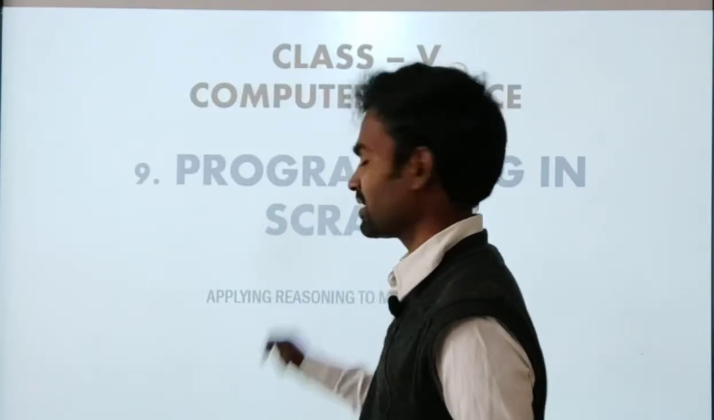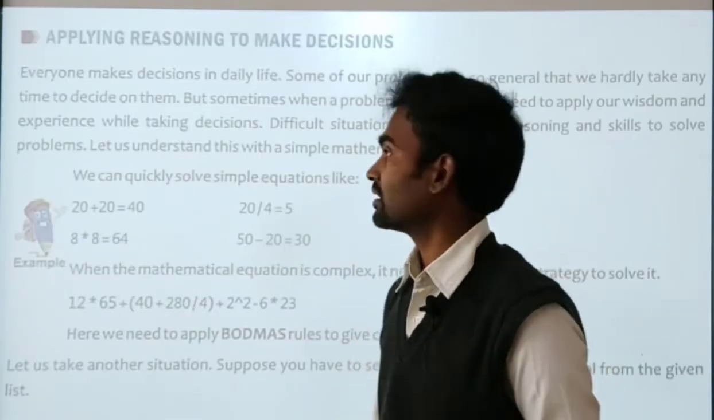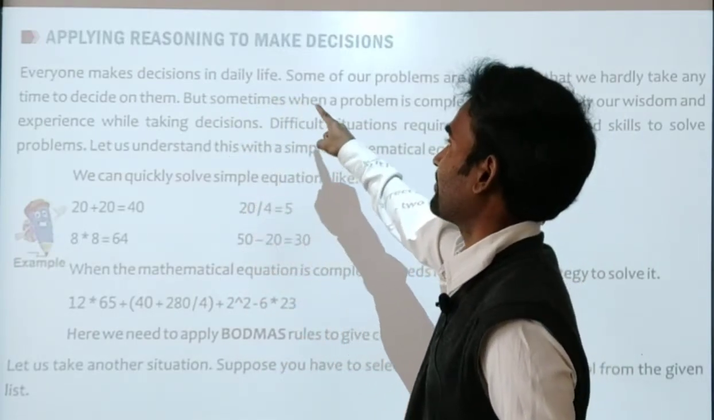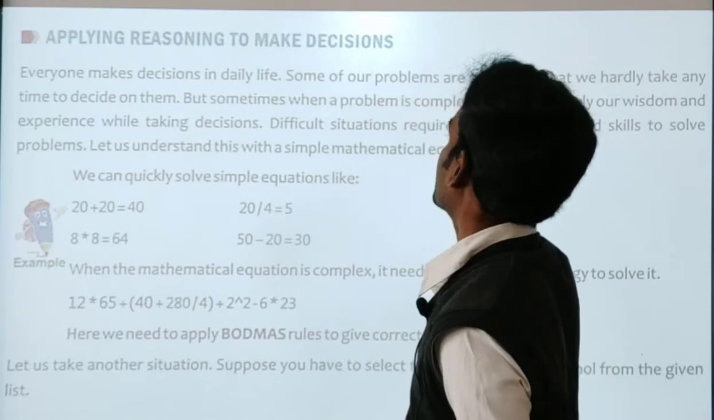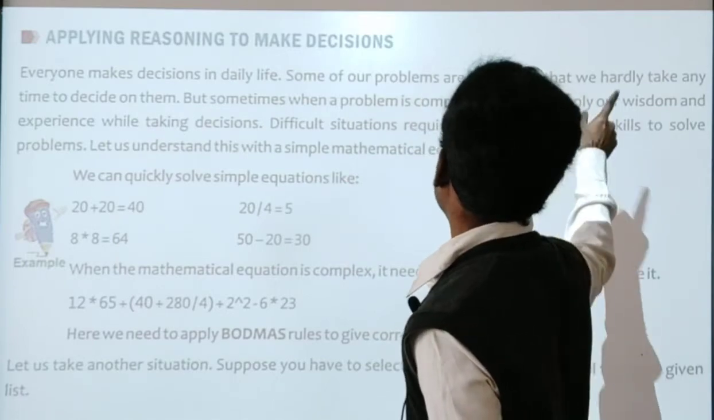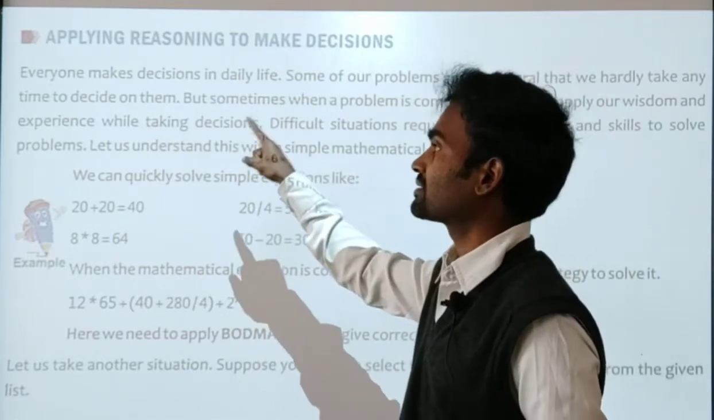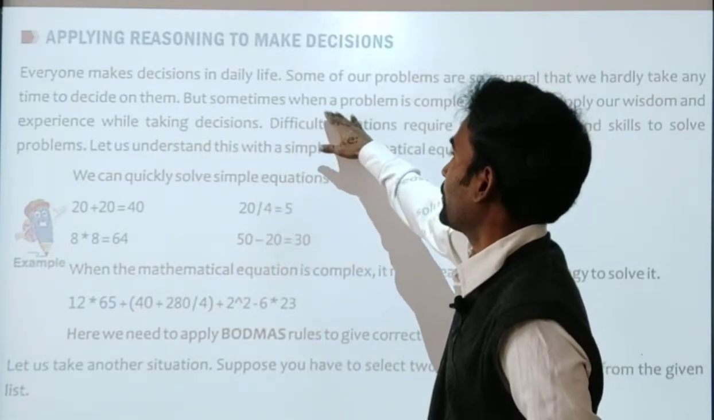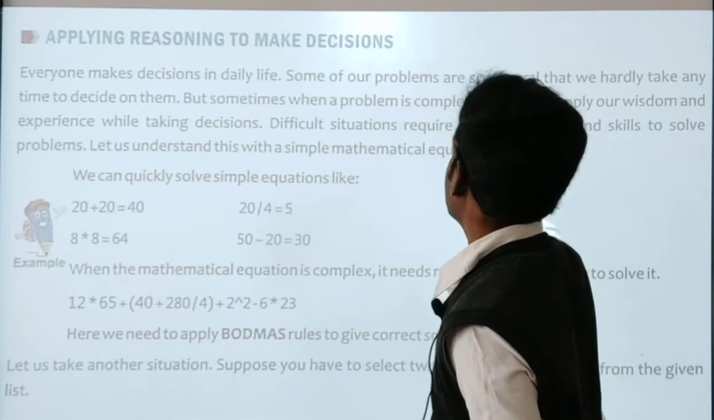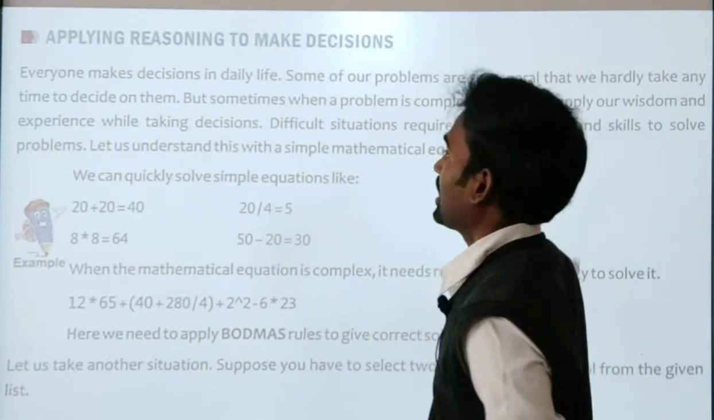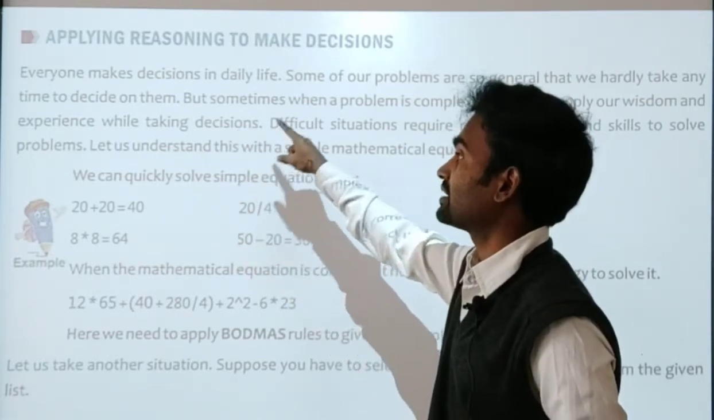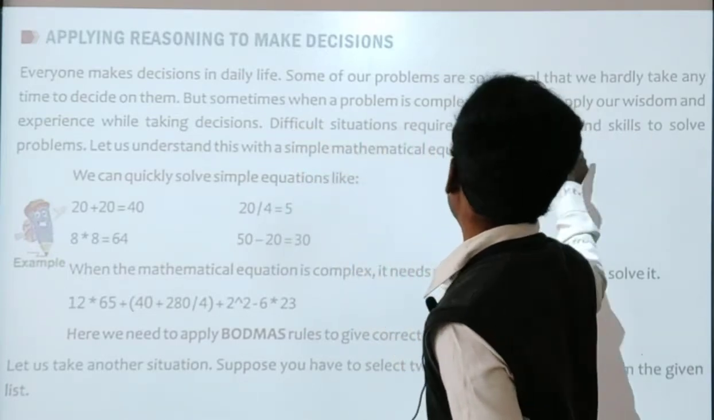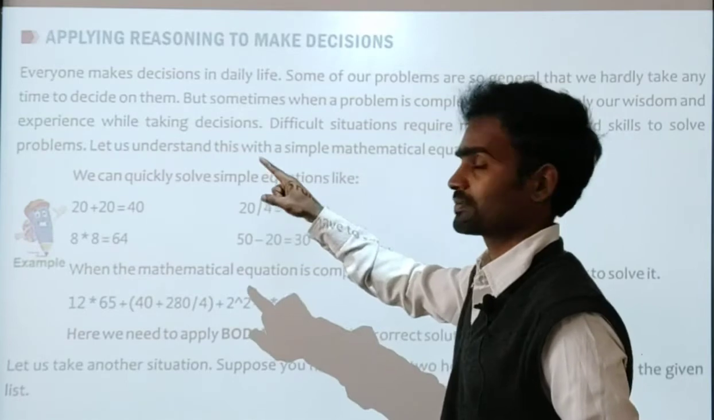The next topic is applying reasoning to make decisions. Everyone makes decisions in daily life. Some of our problems are so general that we hardly take any time to decide on them, right? But when a problem is complex, we need to apply our wisdom and experience while taking decisions. Different situations require more reason and skills to solve problems, right?